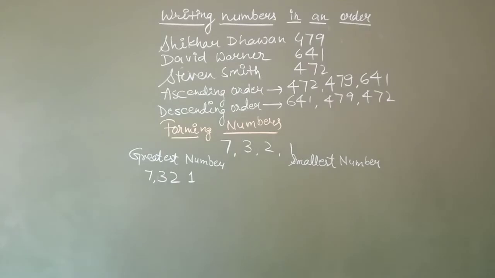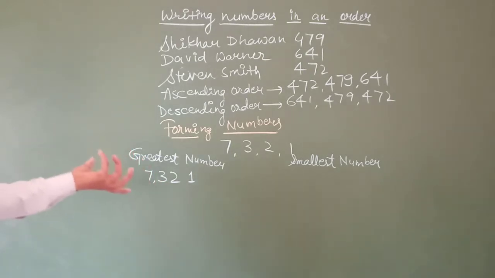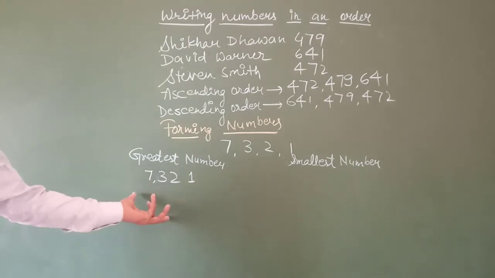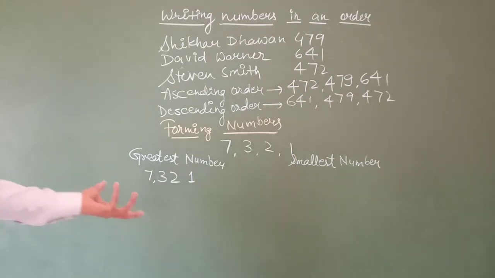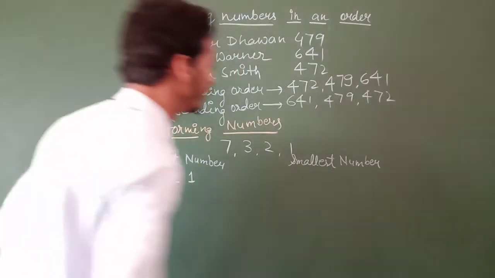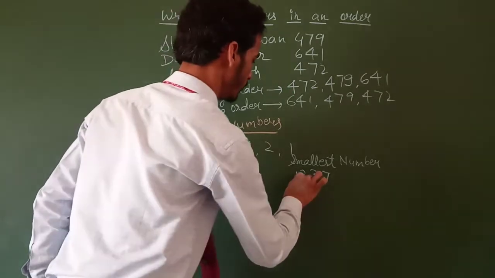What I have said once: if you build the greatest number, then you have to arrange the digits in descending order. And if you want to make the smallest number from this, then you have to arrange it in ascending order: 1, 2, 3, 7. That is the smallest number.